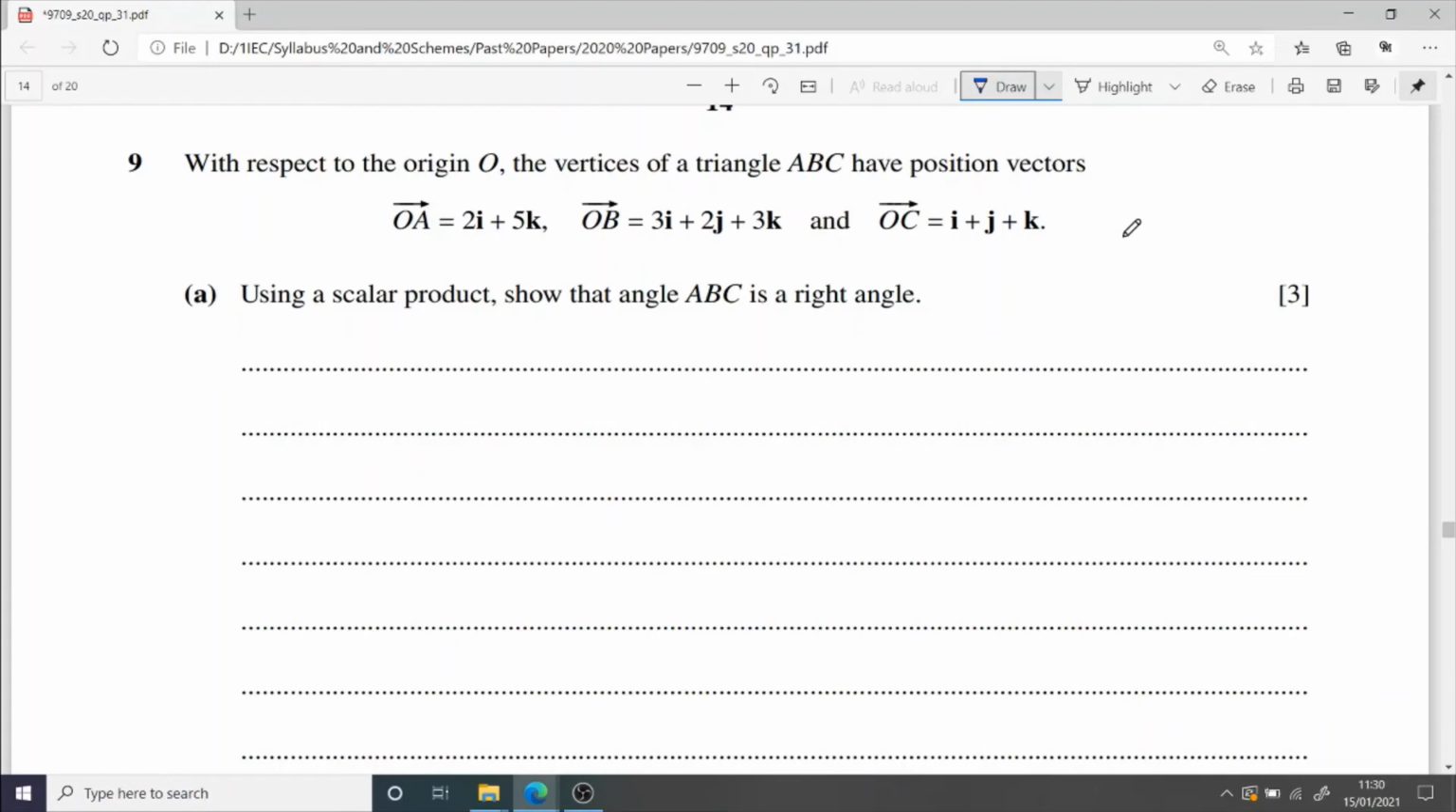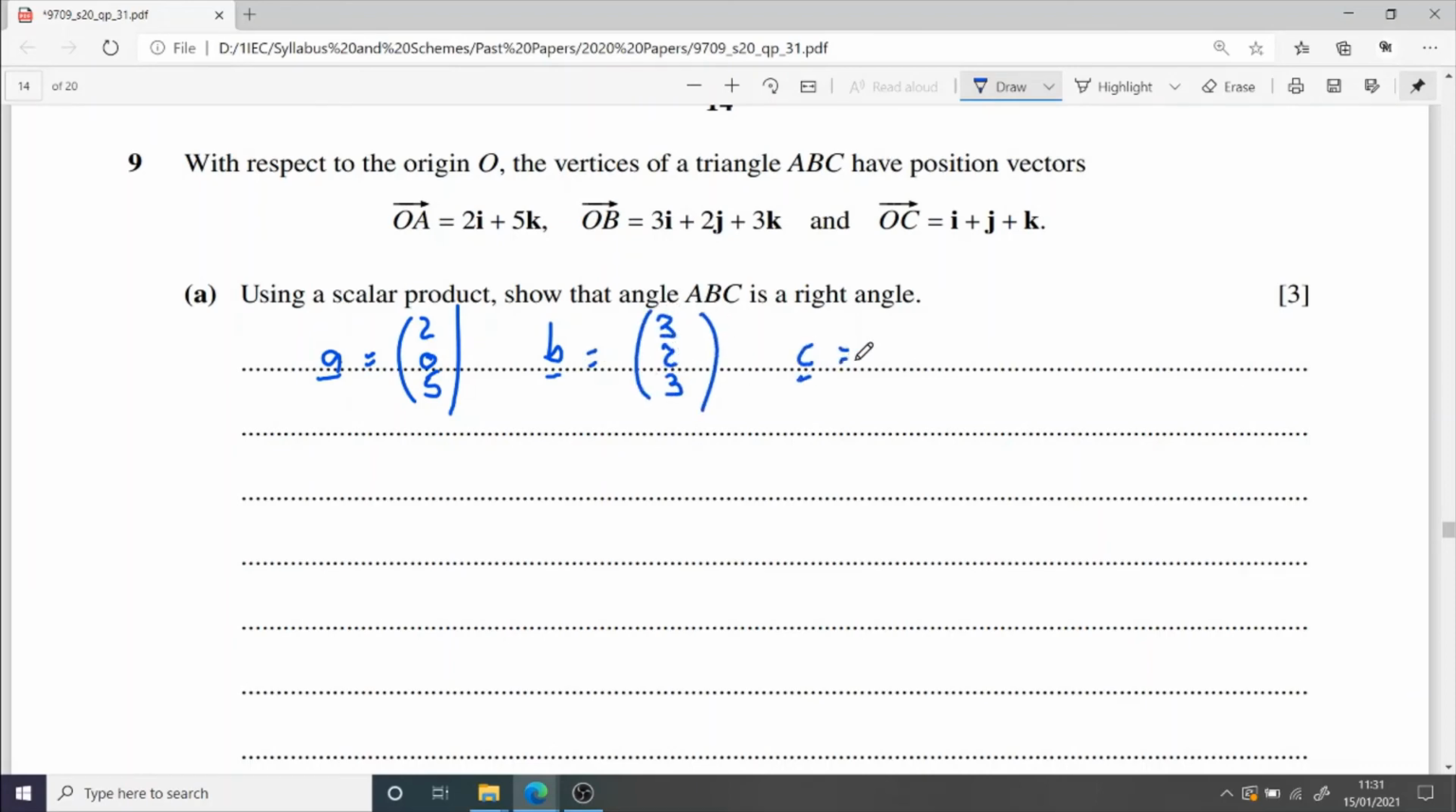Question 9 is a vectors question. It tells us the vertices of the triangle ABC have these position vectors. Let's first of all write these position vectors using column notation and maybe using lowercase letters. So instead of 2i plus 5k, that would be 2, 0, 5. B would be 3, 2, 3.